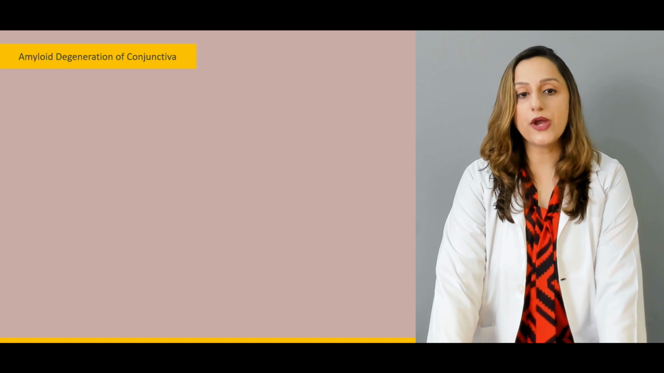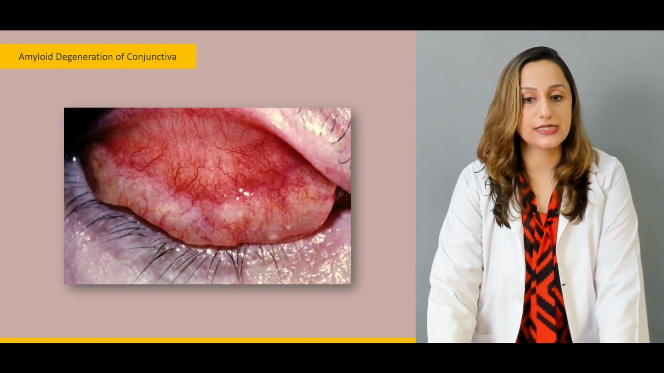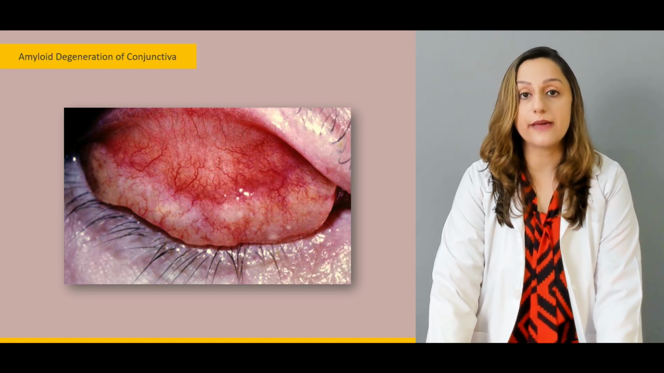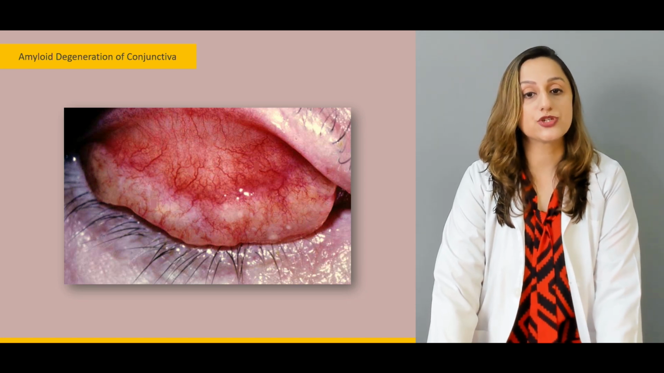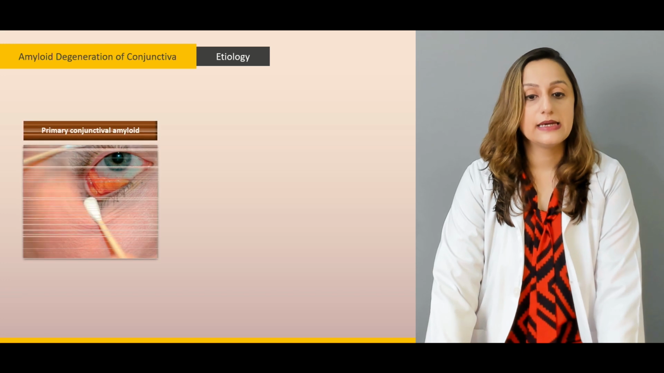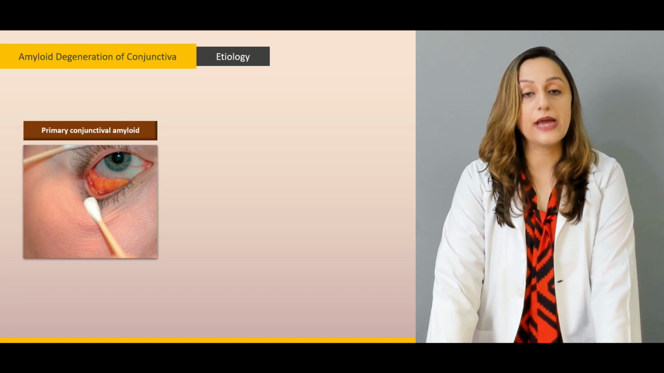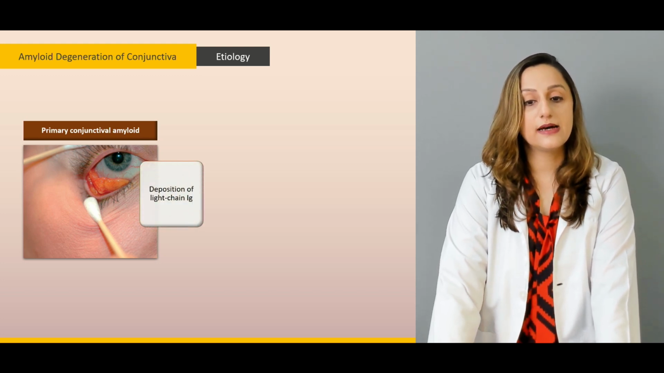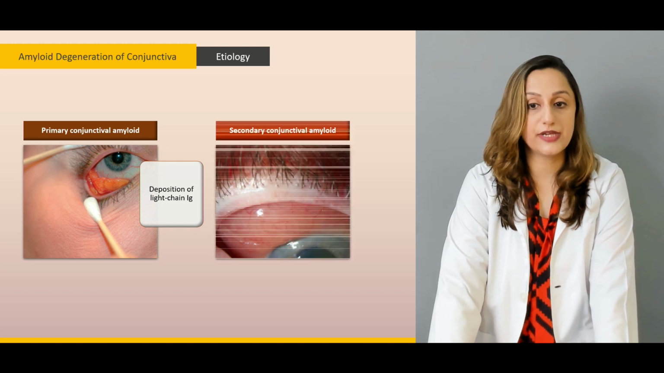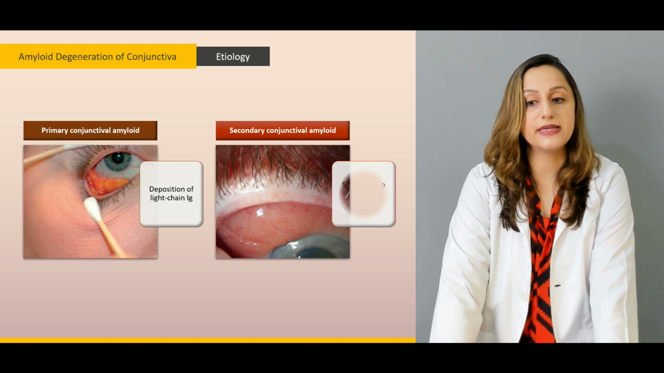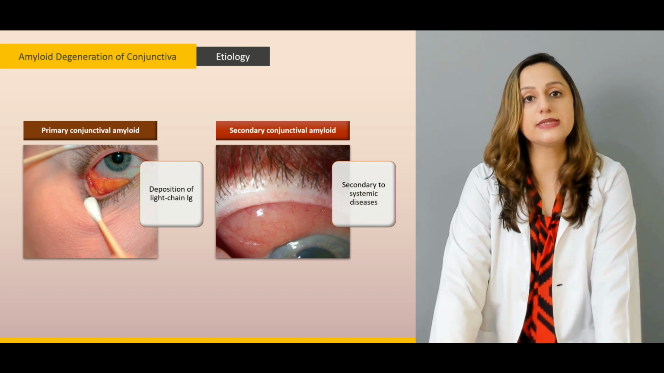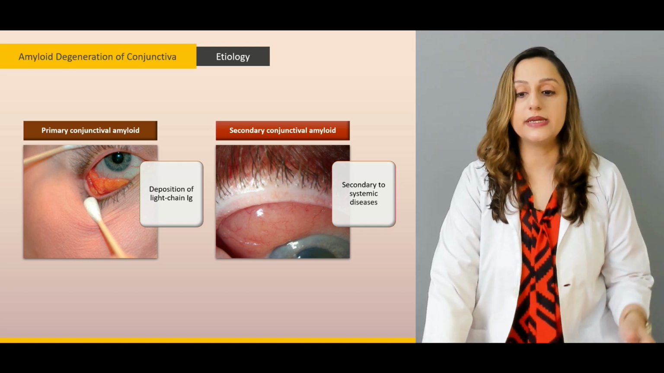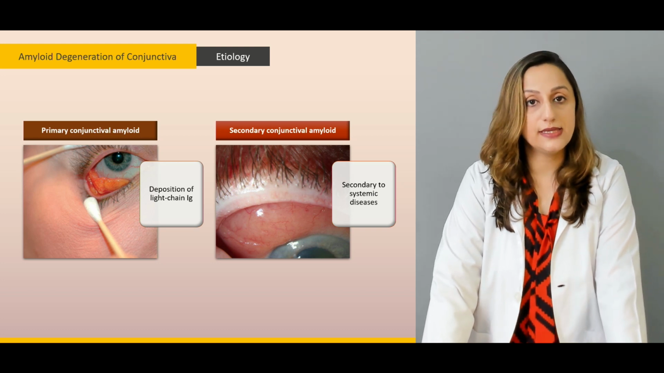and the final excisions are done. Another variant is the amyloid degeneration of the conjunctiva. So this is basically amyloid deposition. It can be a primary deposition of the amyloid, or a secondary deposition of the amyloid in the conjunctiva. The etiology can be primary, that is the primary deposition of immunoglobulins at the conjunctival level. The deposition of light chain IgGs is very important. The secondary conjunctival amyloids are secondary to systemic diseases, so it can be a case of amyloidosis, with deposition of the amyloid in the conjunctiva as well.